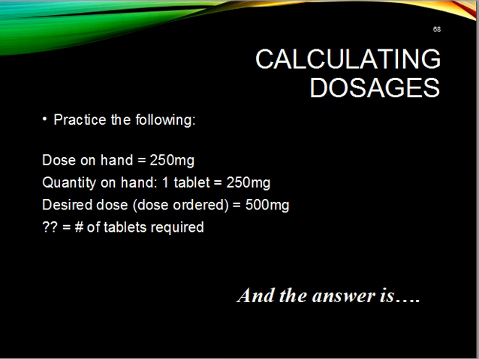Calculation of doses. So we will go through a fairly simple one. Dose on hand: let's say you had a 250 milligram tablet. The quantity on hand was 1 tablet equals 250 milligrams. The desired dose equals 500 milligrams.